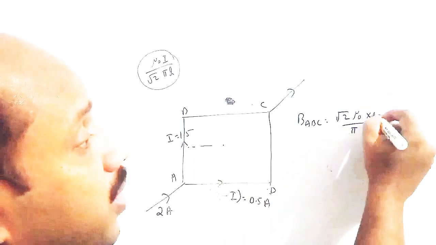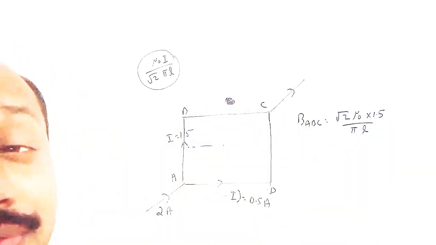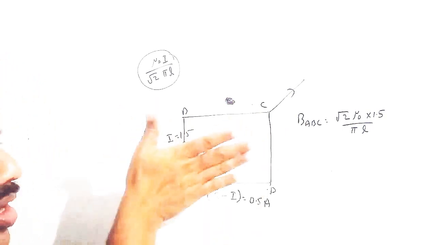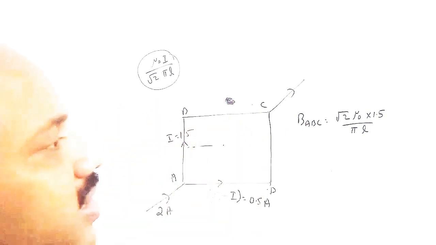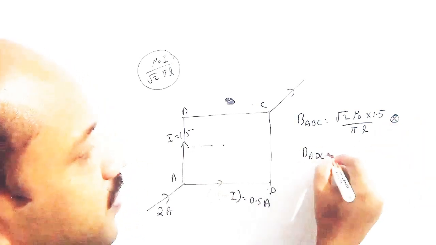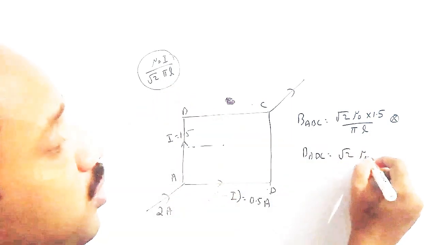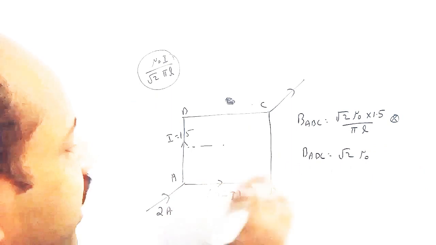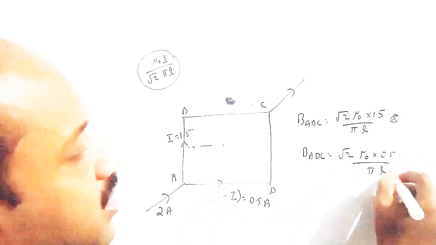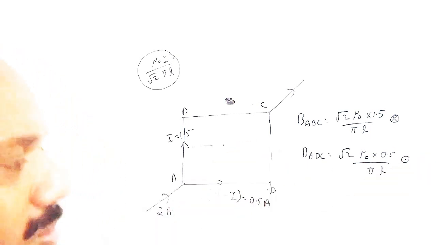1.5. Now this current is clockwise. Therefore the magnetic field due to clockwise current at a point inside is into the plane. Or use your right hand thumb rule. This way the magnetic field is into the plane. Now look, the magnetic field due to ADC is also root 2 times this one, root 2 mu 0 times I, which is 0.5, divided by pi L. Is it fine? That is out of the plane. This is anti-clockwise, so that is out of the plane.